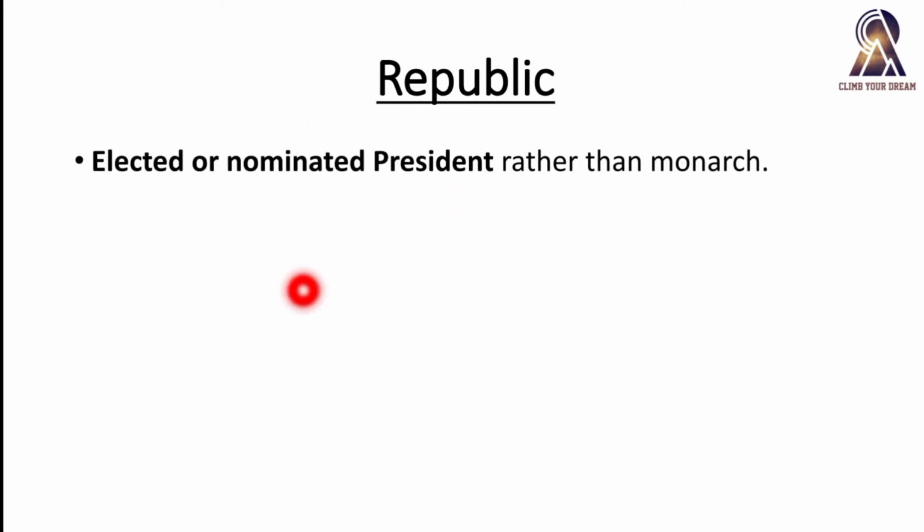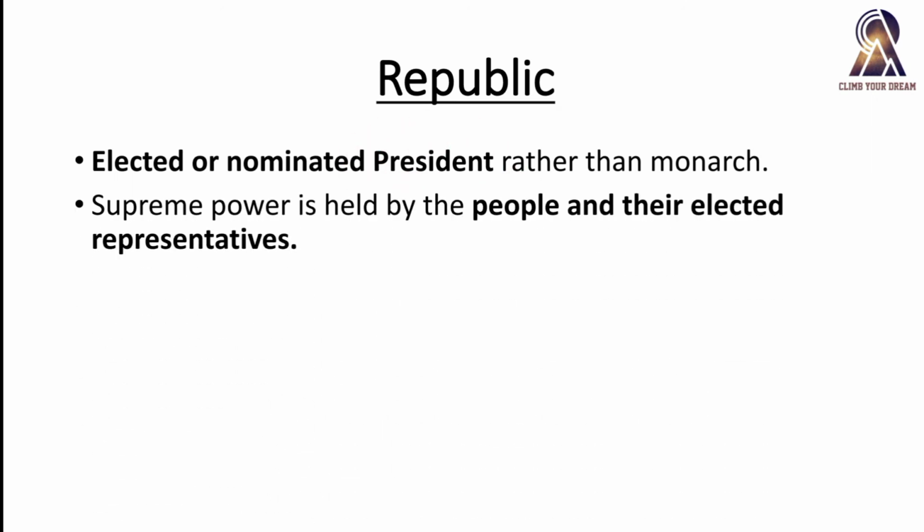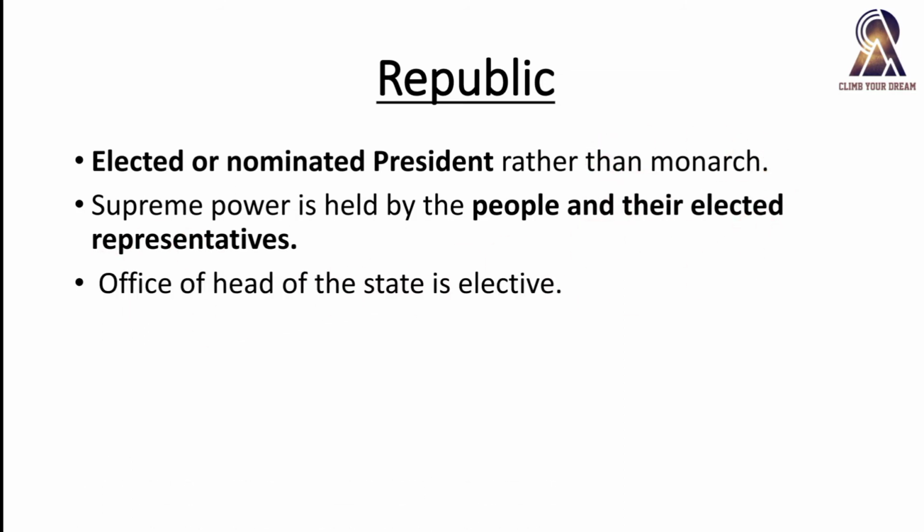Republic means an elected or nominated head of the state rather than a monarch. As usually the head of the state will be the president, it can be said that the nation should have an elected or nominated president. And in a republic, the supreme power is held by the people and their elected representatives rather than a monarch. And the office of the head of the state, be it president or prime minister or any other, should be elective in nature.